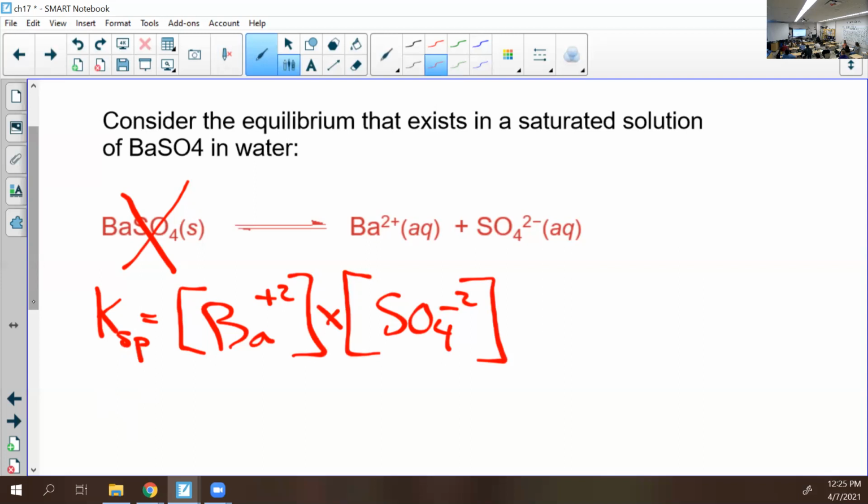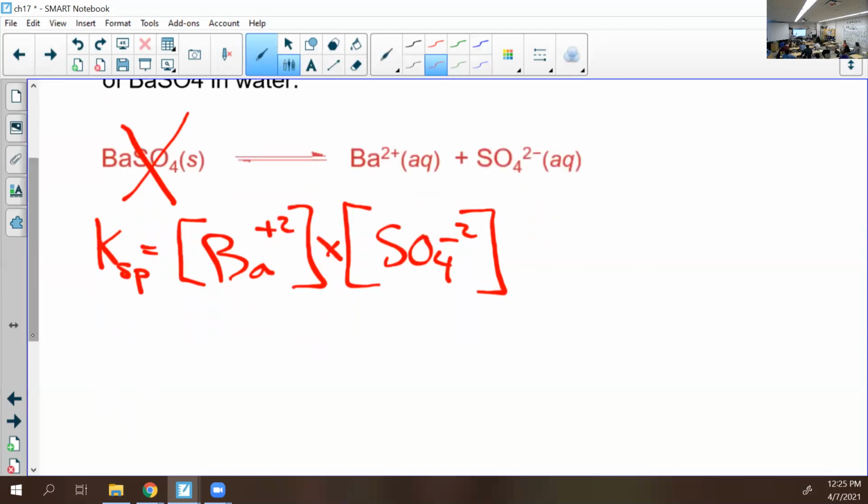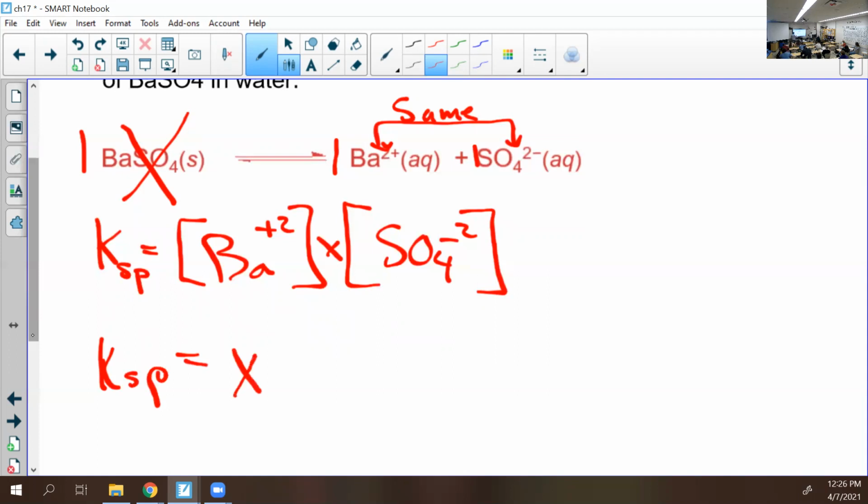Okay, now, this is even easier. Because remember, we don't include solids. So Ksp is just these 2 things. But look right here. These break down into, for every one of these, I get one of these, and I get one of these, right? So what do we know about these 2 numbers? They're the same numbers. They're the same amount of moles. So I could just say Ksp is equal to x squared.